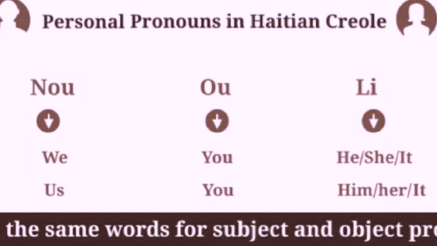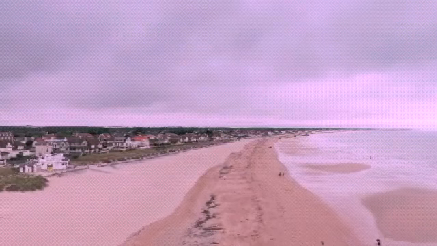Now let's jump into personal pronouns in Haitian Creole. First pronoun, moi, I, me, nous, we, us, ou, you, they are same. Li, he, she, it, him, her, it. Fourth pronoun, yo, they, them.